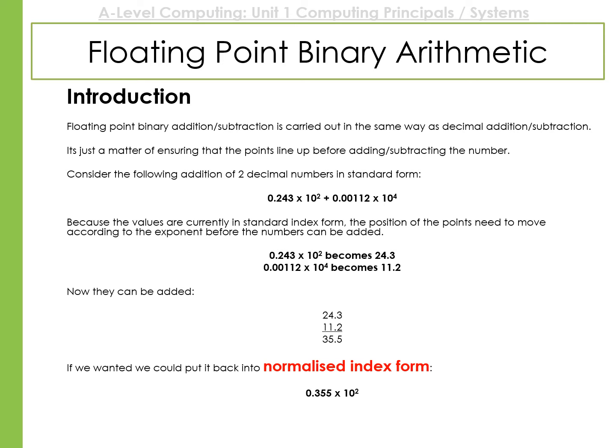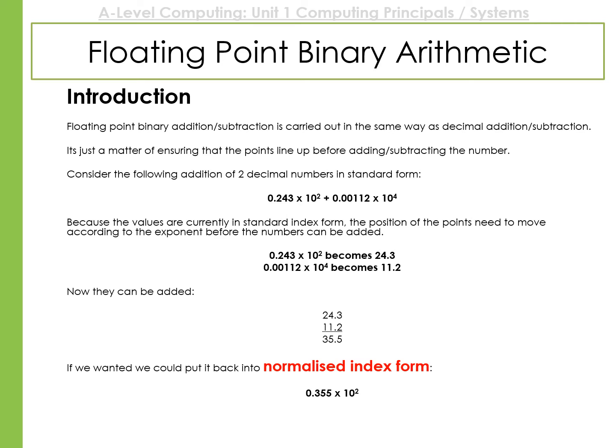So if we think about it, 0.243 times 10 to the 2 becomes 24.3, and 0.00112 times 10 to the 4 can become 11.2. Notice how we've used the exponent to move the mantissa so we have them in our standard index form. So they can now just be easily added.